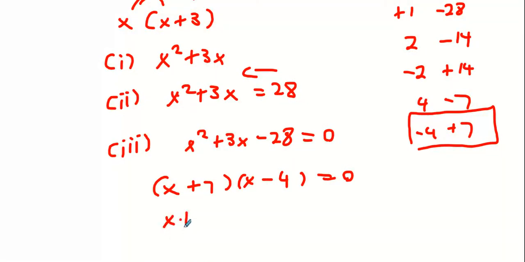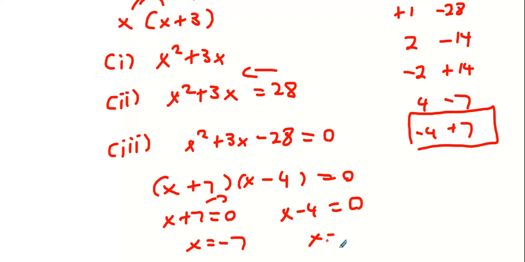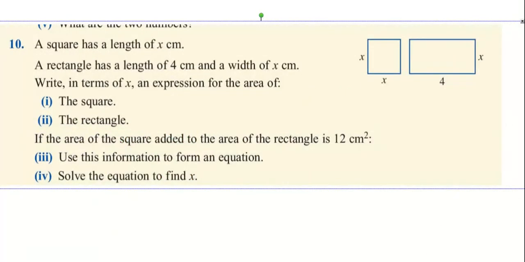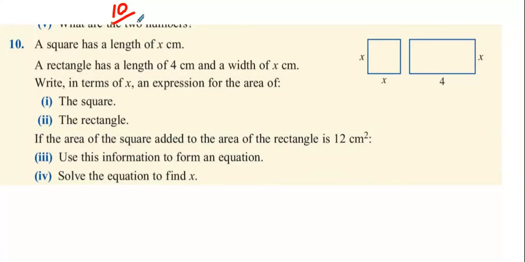We're going to get x plus 7 equals 0, move the 7 to the other side and we get minus 7. x can't be negative because how do you order minus 7 of an object? The answer is going to be x minus 4 equals 0, x equals 4. Now what does the question want from us? Find the value of x. x equals 4. It says value, not values, so it only wants one value. Okay, so that's question 5 and question 6 done. Now we're on to question 10.